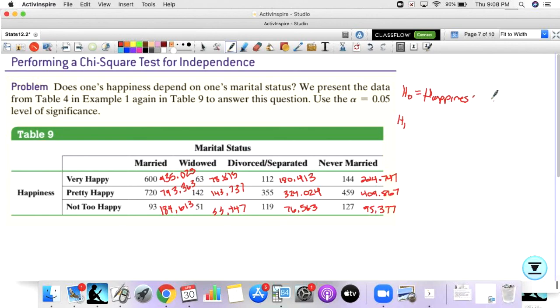And marital status are independent of each other.